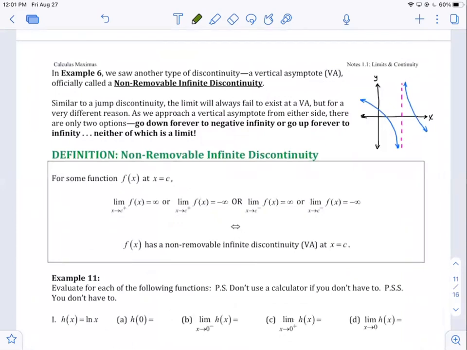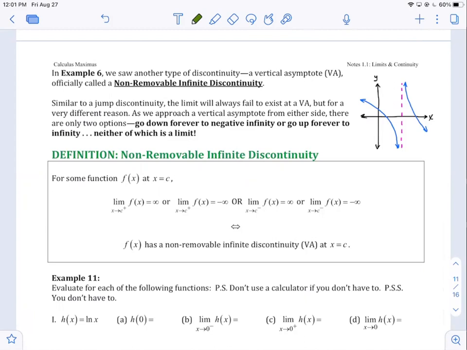All right, let's look at the infinite discontinuity, also known as the vertical asymptote. It's non-removable. As you approach a vertical asymptote, assuming the graph exists, there are really only 2 things that can happen. You either increase without bound towards positive infinity, or you decrease without bound towards negative infinity. That's it. By the way, the dotted line is not part of the graph. It's just something we put to help ourselves visualize what's happening.